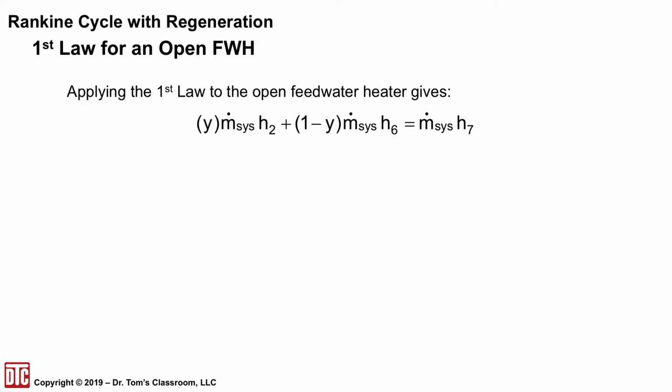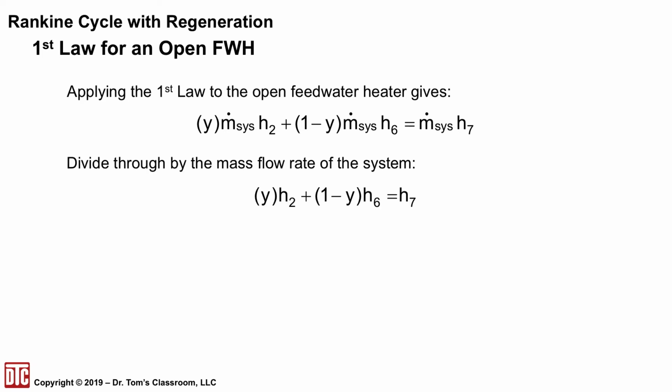Okay, well now if we apply the first law to the open feed water heater, what we have going in is y times m system times h2 coming out of the high pressure turbine, and then (1 minus y) m system coming out of the condenser is going to be equal to the m dot of the system h7, which is going into pump number 2. So you're essentially just accounting for the energy: 2 in, 1 out.